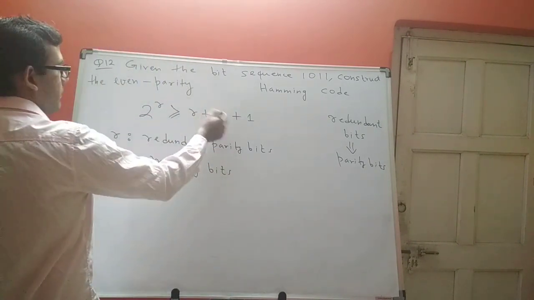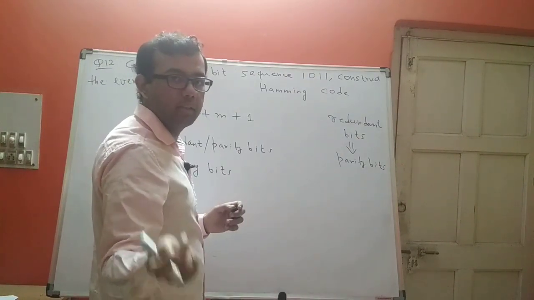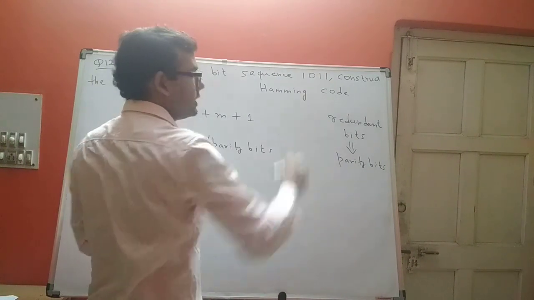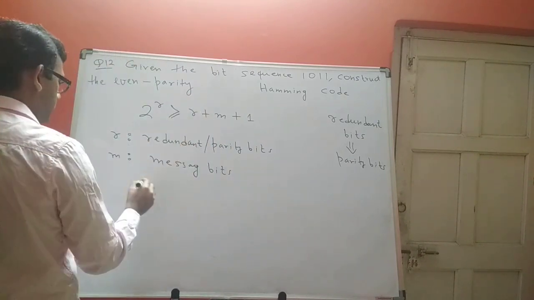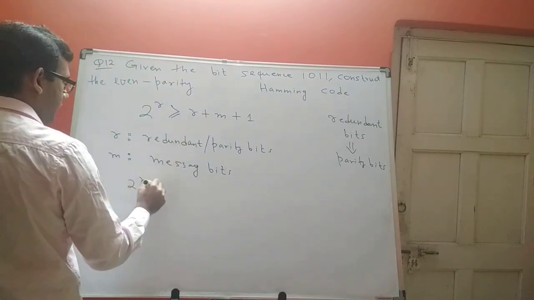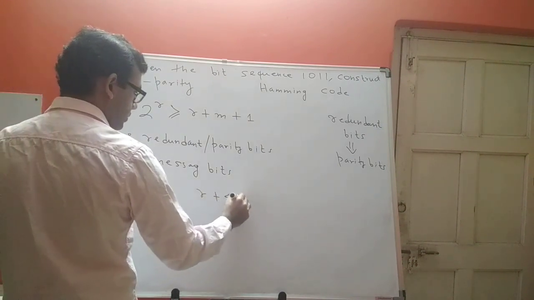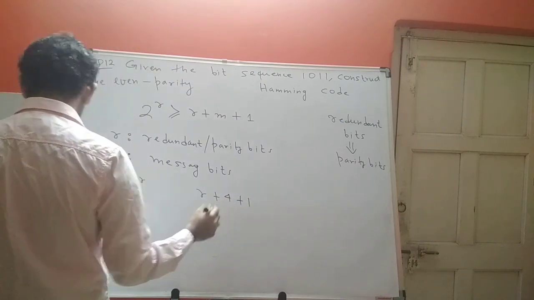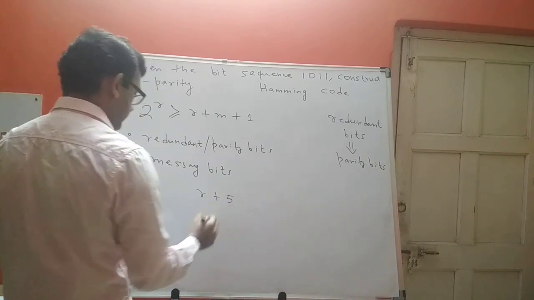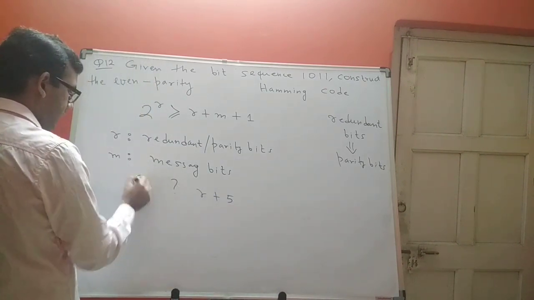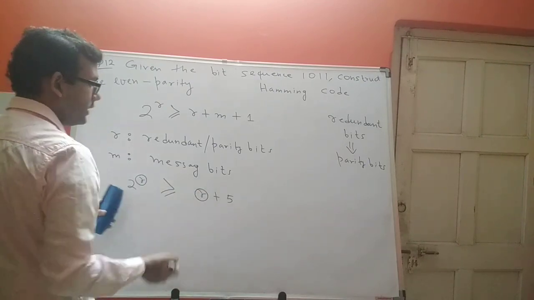We know the value of m. What is the value of m? It is the number of bits present in the original sequence, 1011. How many bits are there in 1011? 4. So here the value of m will be 4. So I have 2 to the power of r on my left hand side and r plus 4 plus 1 on my right hand side, which I can write as r plus 5. Now I have to choose the value of r in such a way that the relation greater than or equal to is satisfied.